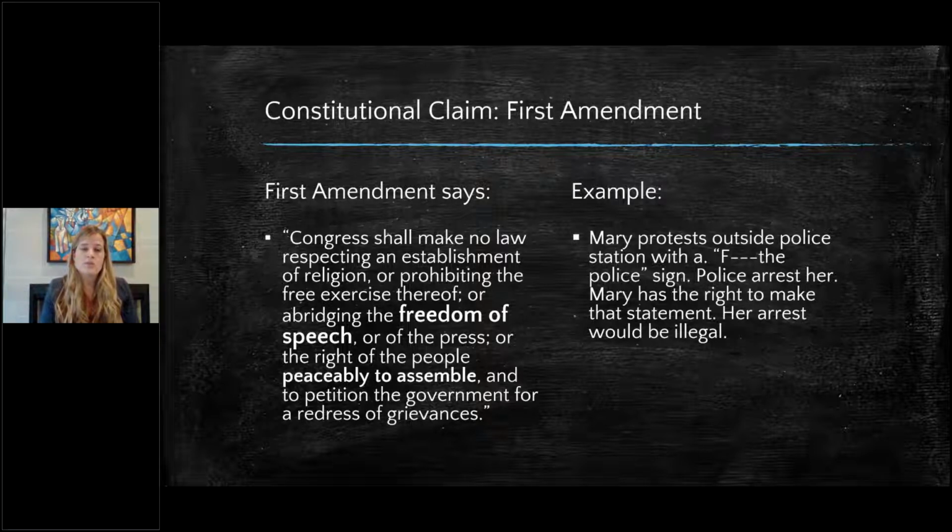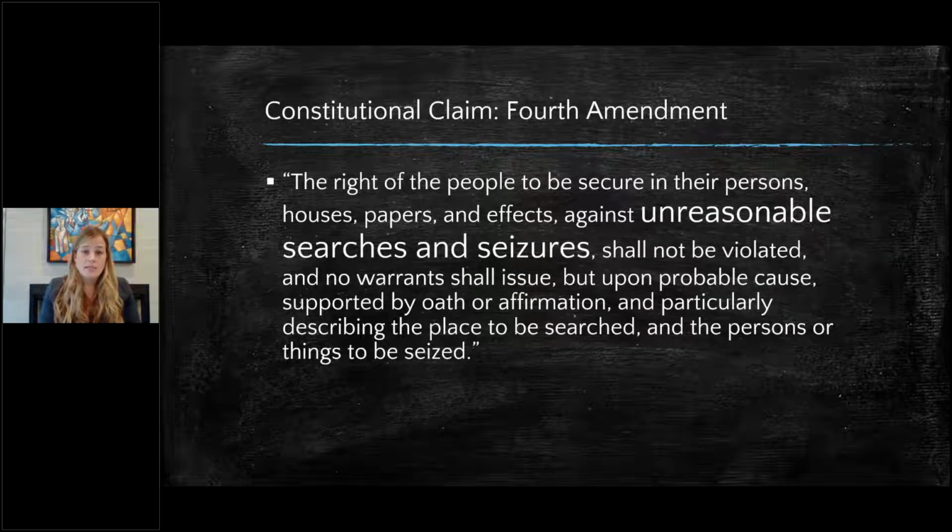So in the context of police officers, where you might see this happen is a person protesting outside a police station with a sign that is not polite, you know, that might be full-blown offensive towards the police. And the police arrest the person for carrying that sign outside the police station. That's probably a false arrest. You have freedom of speech and the arrest would probably be illegal. Where this gets very complicated is, you know, where does the speech happen? If it happens on private property, it's a lot more complicated. But when it's happening out in public, often you will have a First Amendment claim for it. So that's the First Amendment.